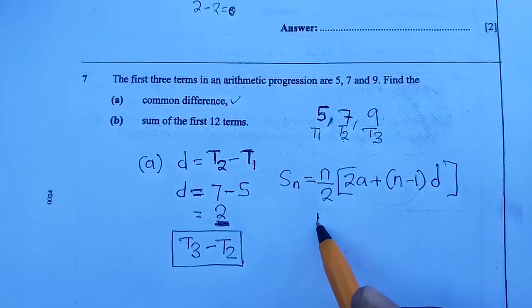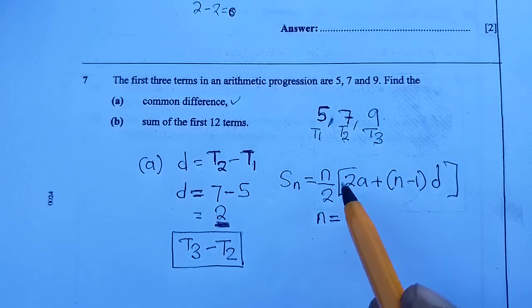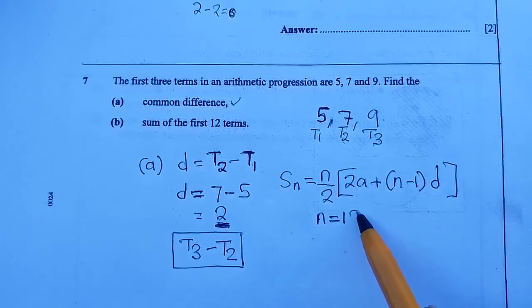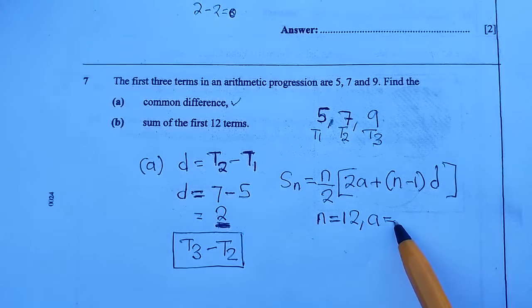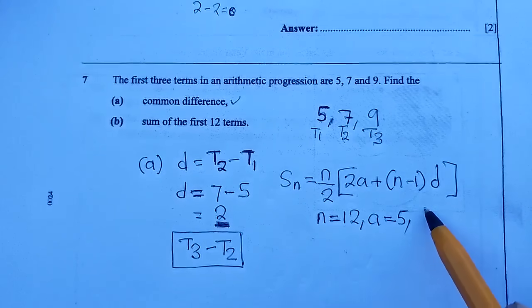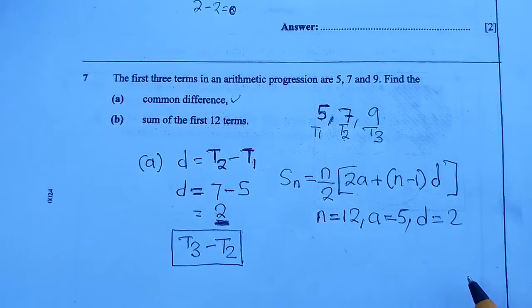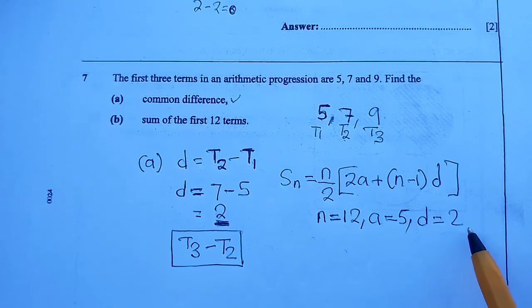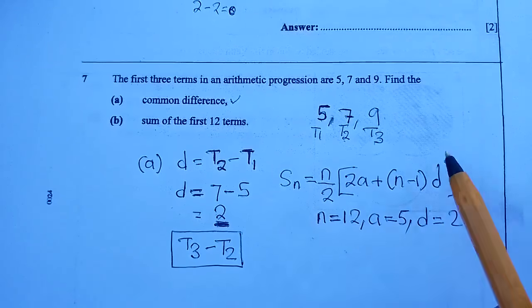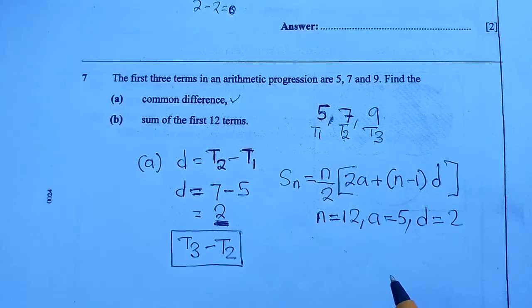So just to get our data here, you say n is what? n is the number of terms you are asked to find, which is 12. What is your a? Your a is your first term. So in that case, what is our first term? It is 5. Then you find d. What is your d? The common difference, it is 2. So this is our data which we are going to substitute in this question.